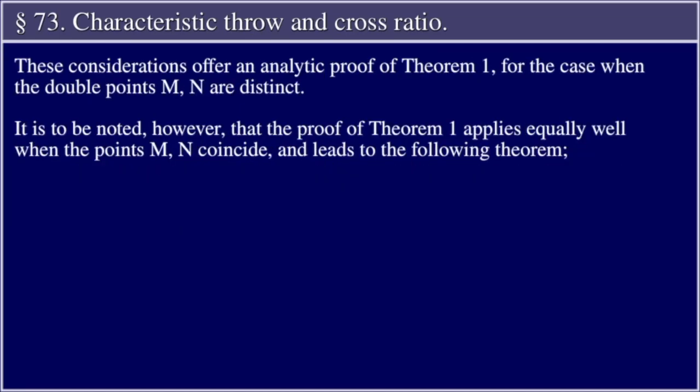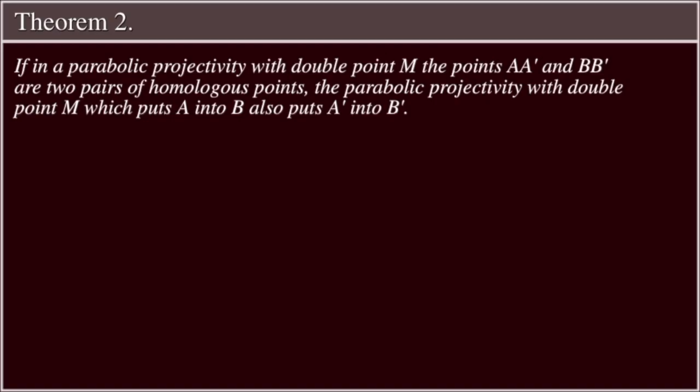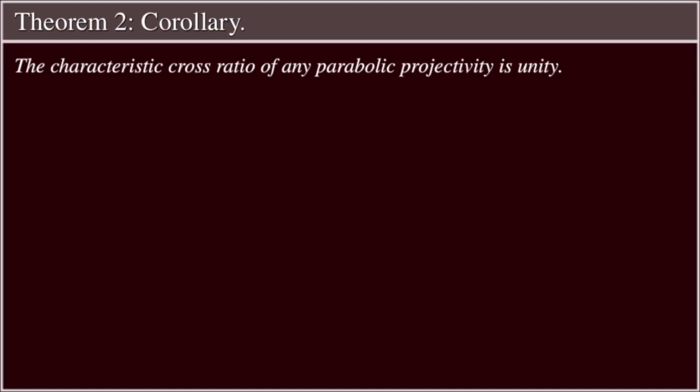These considerations offer an analytic proof of Theorem 1 for the case when the double points M, N are distinct. It is to be noted, however, that the proof of Theorem 1 applies equally well when the points M, N coincide, and leads to the following theorem. Theorem 2. If in a parabolic projectivity with double point M, the points AA' and BB' are two pairs of homologous points, the parabolic projectivity with double point M which puts A into B also puts A' into B'. Corollary: the characteristic cross ratio of any parabolic projectivity is unity.